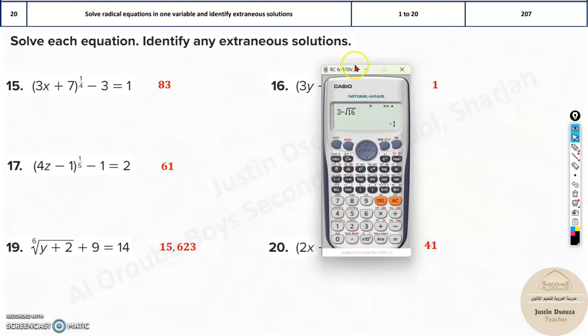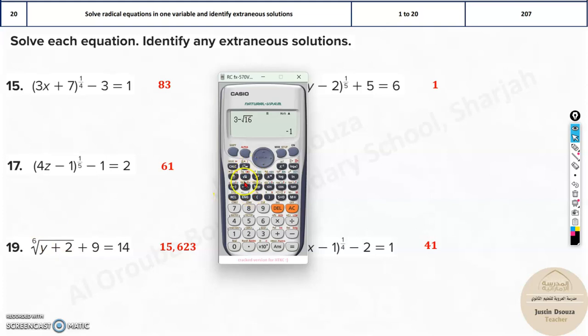Otherwise, directly in the calculator, you will get the answer. Let me do this big one. It is shift and this symbol over here. Type 6, then variable y as x in the calculator because we don't have other variables. Plus 2 plus 9 must be 14. Now shift and solve. What is the answer? 15,623. That's the correct answer.